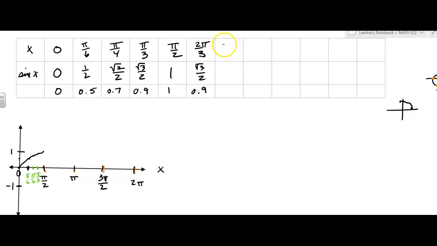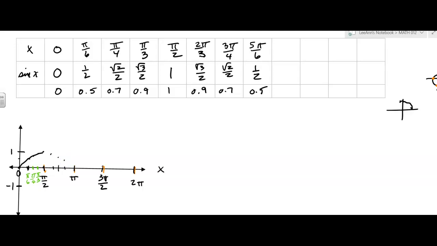And then 3 pi over 4, that's going to be square root of 2 over 2, which is 0.7. Now all these y values are positive because we're in the second quadrant. And then 5 pi over 6 is going to be 1/2, or 0.5. So I'm going to get on the other side, between pi over 2 and pi, 1/3 of the way, 1/2 of the way, and then 2/3 of the way. So it's at 0.9, then it's down at 0.7, and then it's down at 0.5.